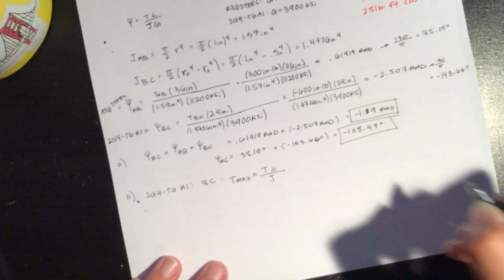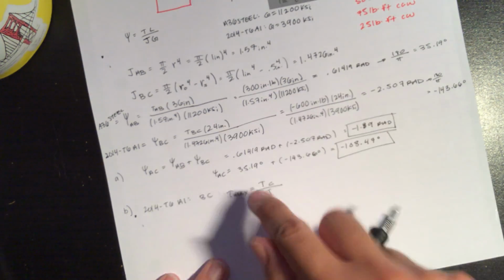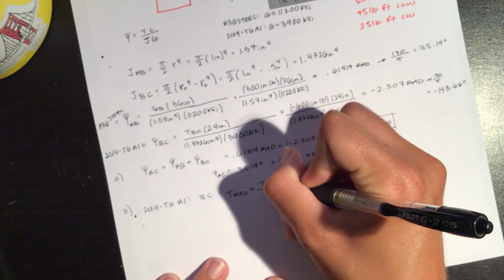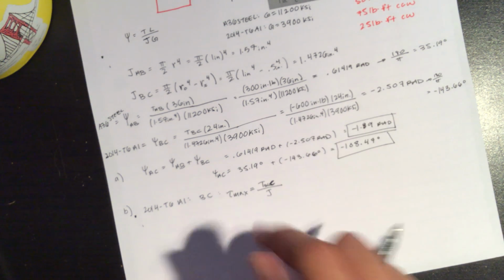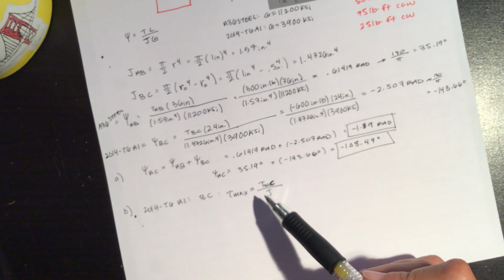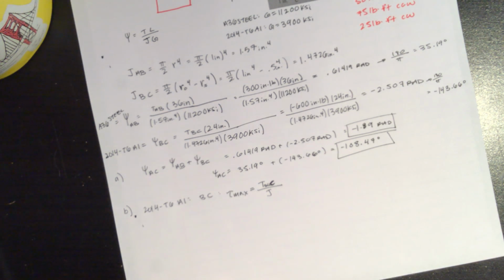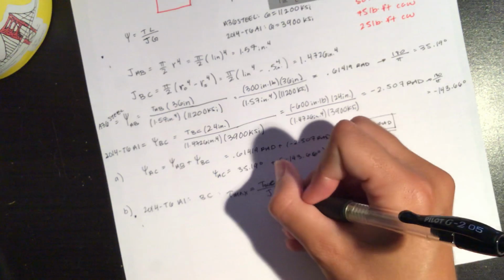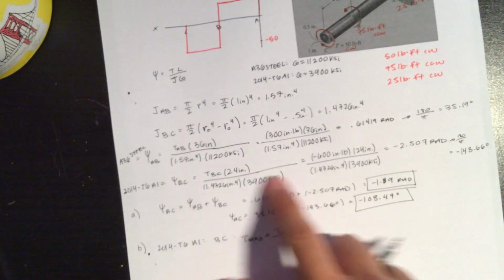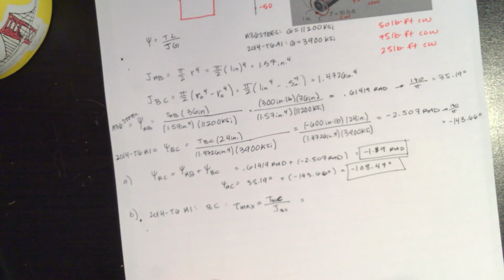We use the equation that T max is equal to T multiplied by C over J. Now we already figured out, since this is going to be T of BC, we know what T of BC is from our previous problem solving for twist, and we know what J is because this is going to be J BC. We can just plug in the numbers that we previously solved for into this equation in order to find the max shear stress of the aluminum.